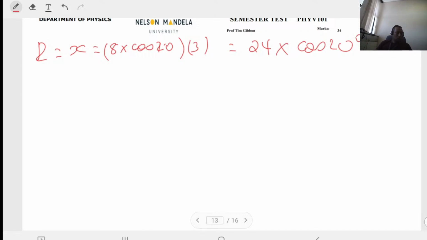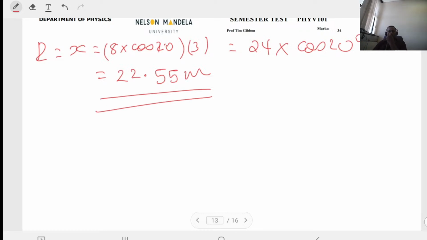Can I use, okay, I'm going to use my phone as a calculator. What is cosine of this one? You guys, I wish you could help me. And I get about 22.55, is that true? 22.55 meters. You agree? Yeah, thank you, those of you with thumbs up. You are following. Then let's go to the y component.